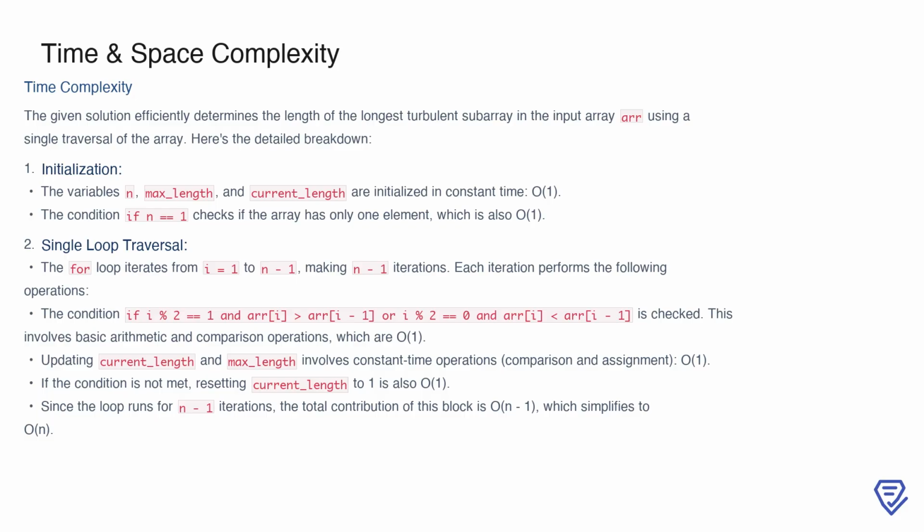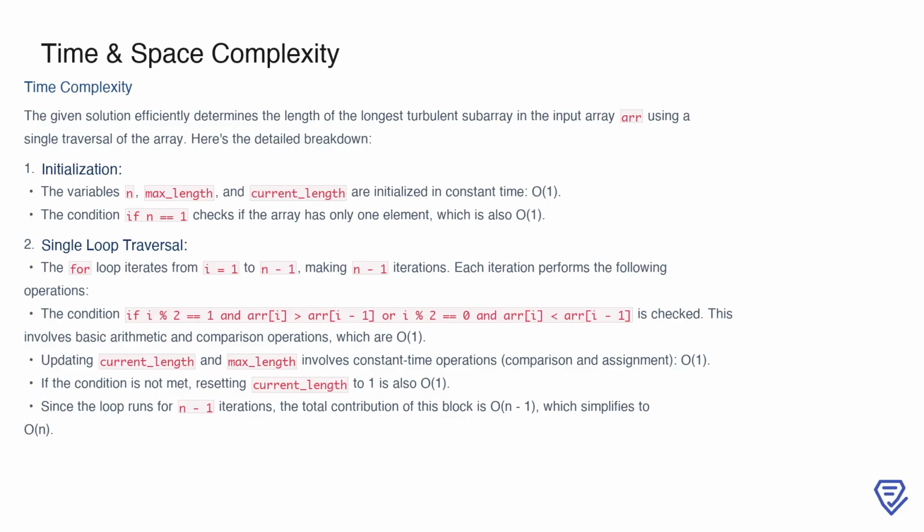Within each iteration, we evaluate whether the current element satisfies the turbulent condition. This involves basic arithmetic and logical operations, such as comparisons and modulo calculations, all of which are O(1). Updates to current_length and max_length are similarly O(1). If the condition is not satisfied, resetting current_length is another O(1) operation. Since this loop executes n-1 times, the total contribution is O(n-1), which simplifies to O(n).